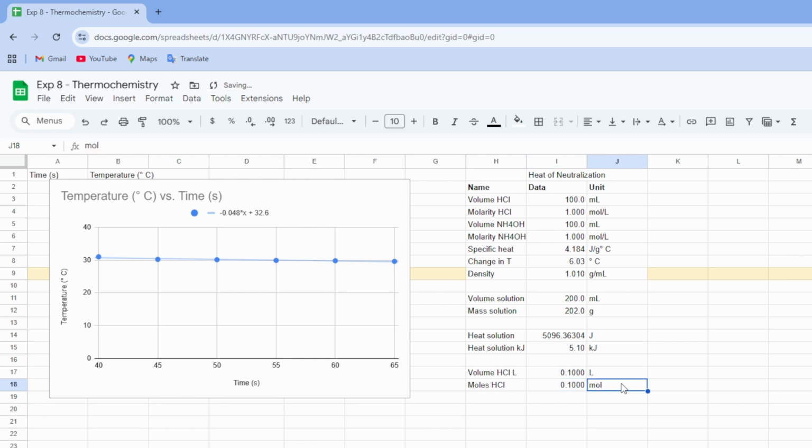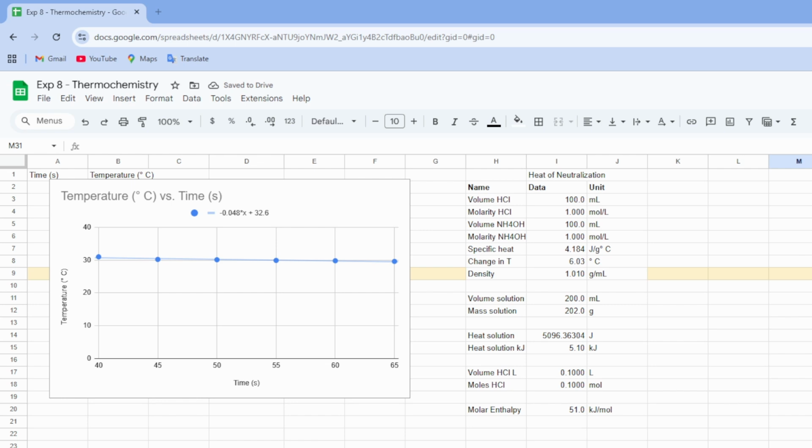0.1000 moles. And then 5.10 kilojoules divided by 0.1000 moles hydrochloric acid equals 51.0 kilojoules per mole hydrochloric acid. And all those zeros are very important because they are significant. And that's how you'll calculate the heat of neutralization.